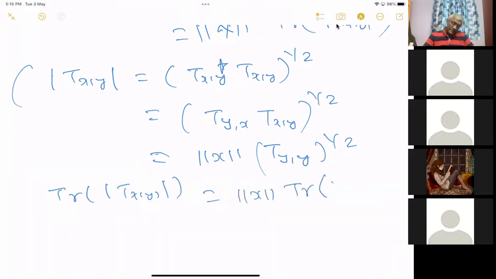Trace of Tyy star. Tyy star is Tyy times T. That is, I mean, it is self-adjoint, and so we just have to compute them. Compute the trace. Compute the Tyy star over Tyy power half. So we can compute it on any element, right?